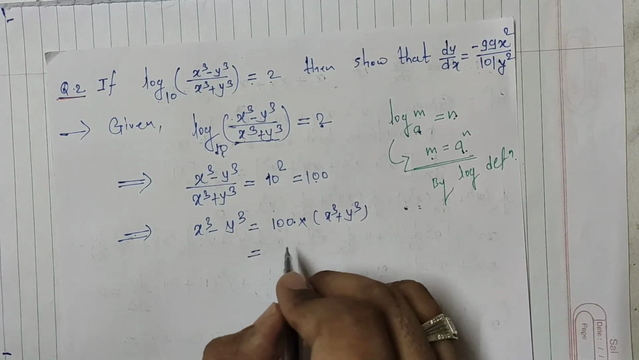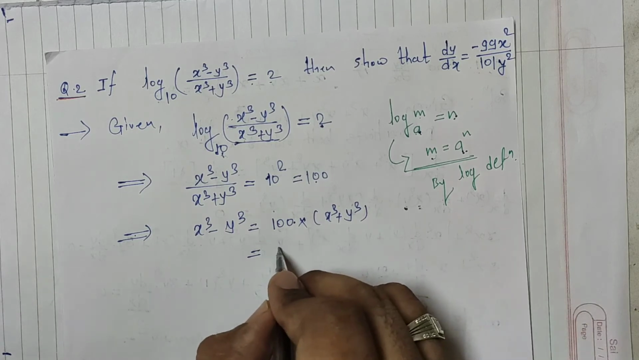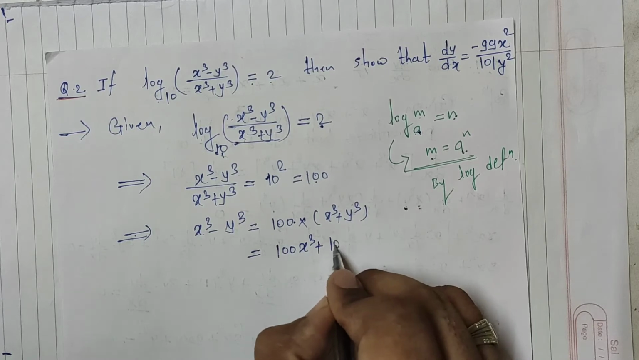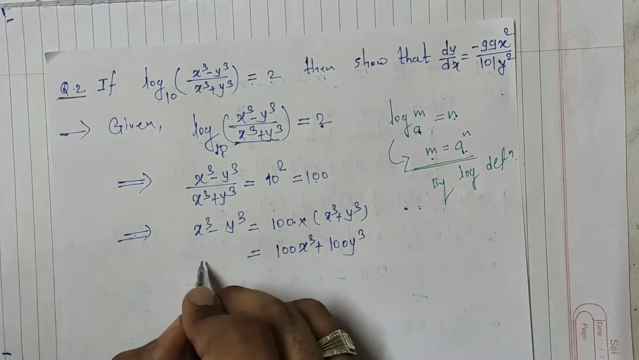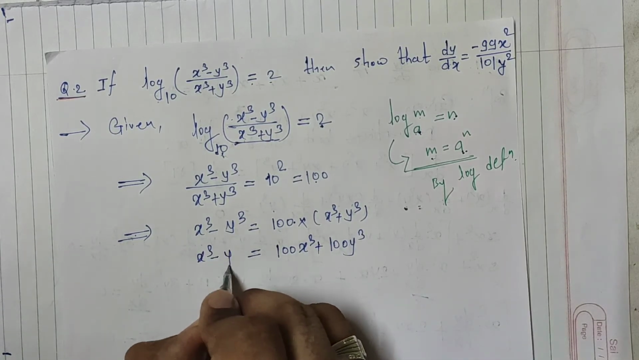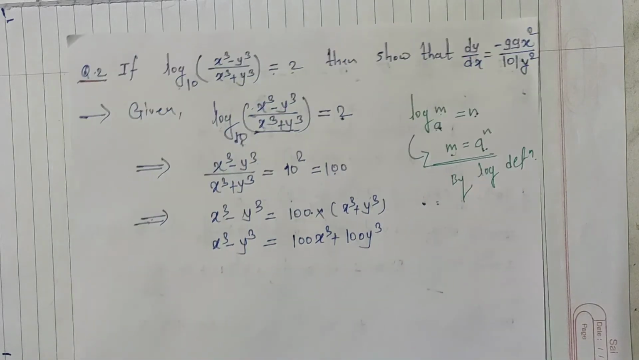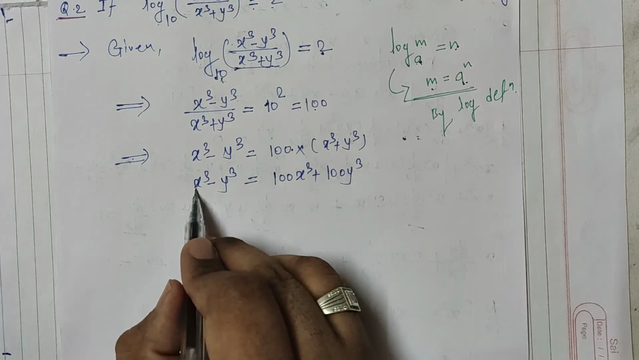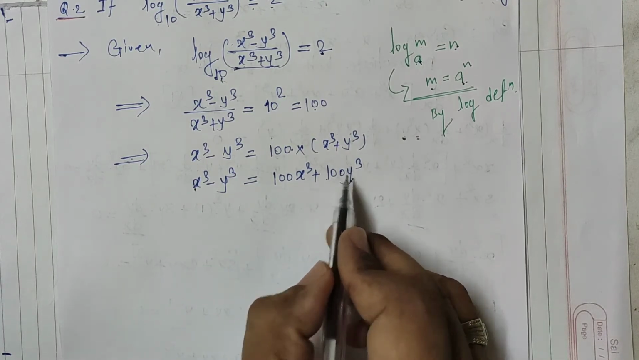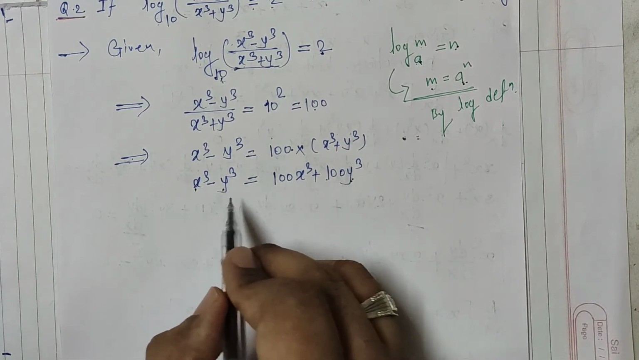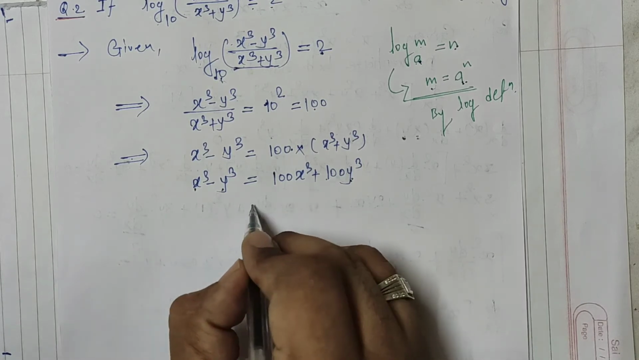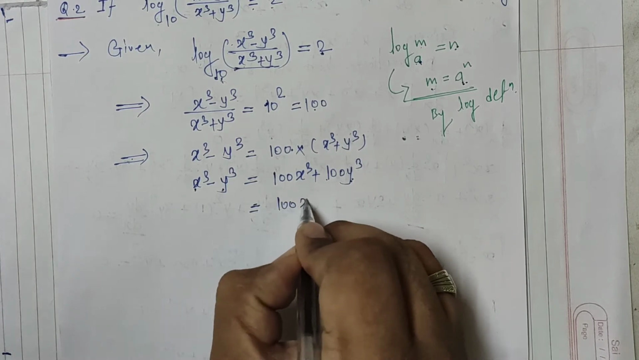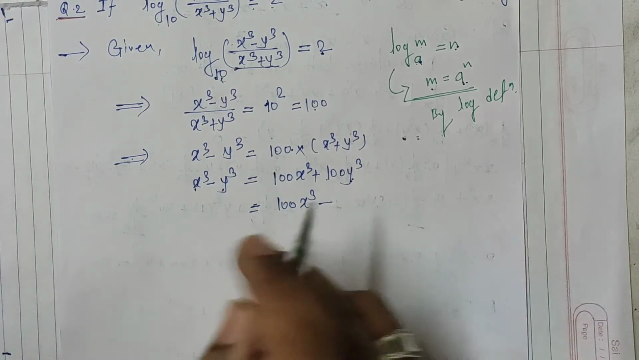Again simplifying, 100 multiplied in the bracket: 100 x cube plus 100 y cube, and x cube minus y cube. Here is x cube and again x cube. Here y cube, 100 y cube. Here is minus y cube. Then collect the like terms. Here 100 x cube minus, here is plus x.